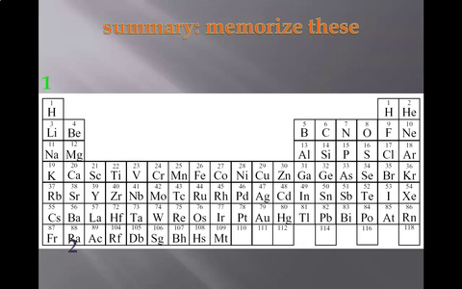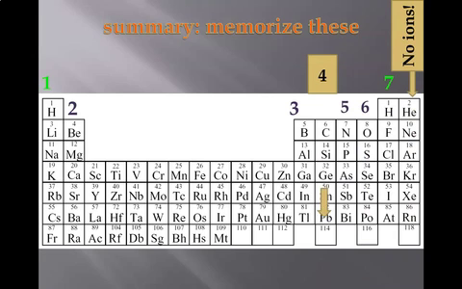This column has 1, this column has 2, this column has 3, we have 5, 6, 7. Those don't make ions, but they have 8 valence electrons, and we have 4 right in the middle there.